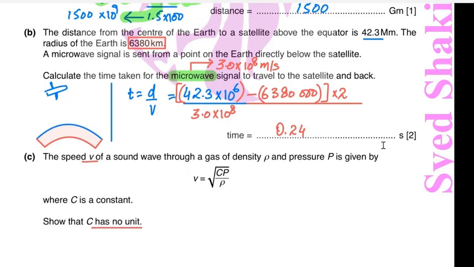Right. So you need to show that C has no units over here. V is the speed of the sound, rho is the density, P is the pressure. You need to find units for C.